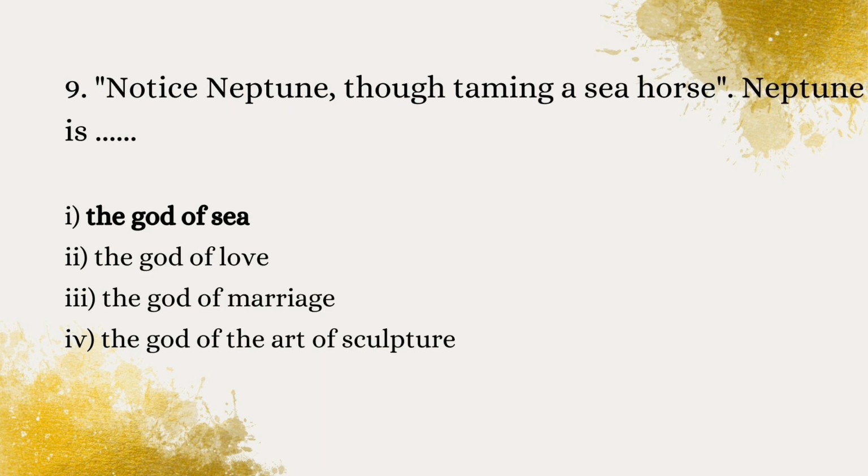Next question. "Notice Neptune, though, taming a seahorse." Neptune is, the options are the sea, the god of sea, the god of love, the god of marriage, and the god of the art of sculpture. The option is the god of sea. So we find in the poem Neptune taming a seahorse. Here Neptune is equated with the Duke and the seahorse with the Duchess. The Duke always loves taming his wives.